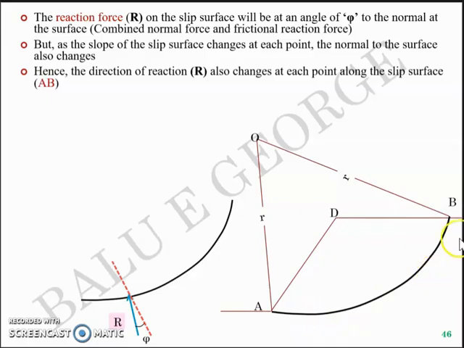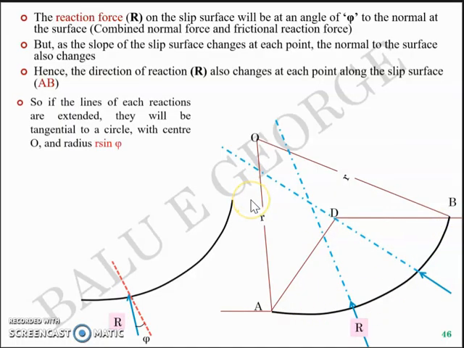So when you take the total slip surface AB, each point on the slip surface will have a unique normal to it because the slope changes at each point, and for the same reason each point will have a unique direction of reaction R. So let's take this case where the reaction R is like this, and when you have another point like this, the reaction R will be like this. Likewise, you'll have n number of reaction directions at each point along the slip surface AB.